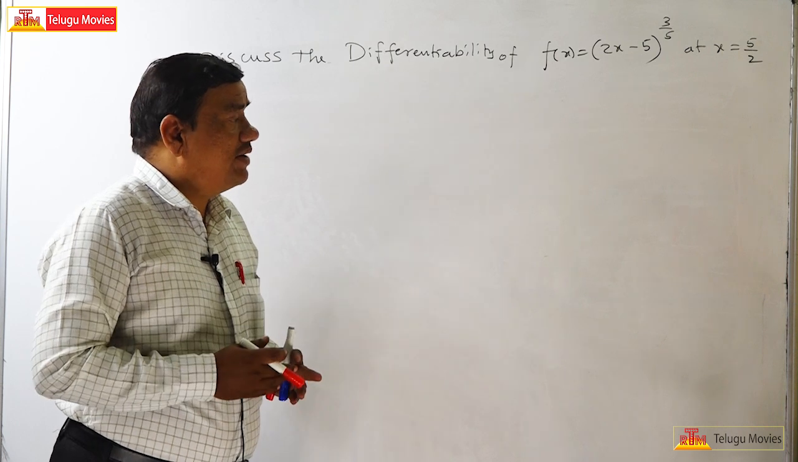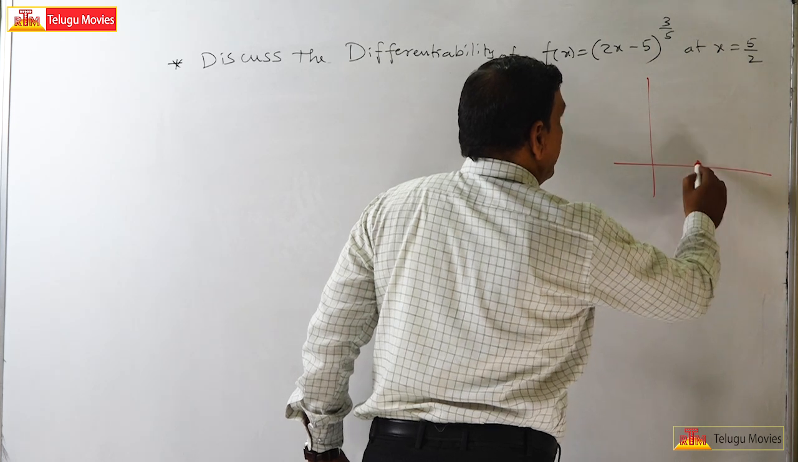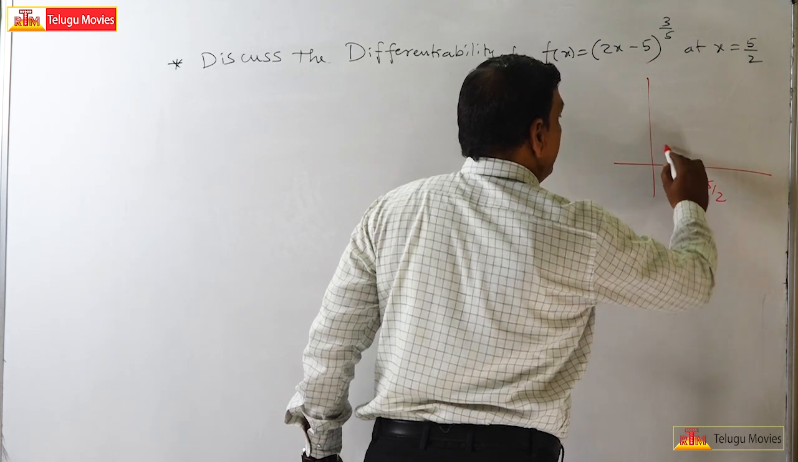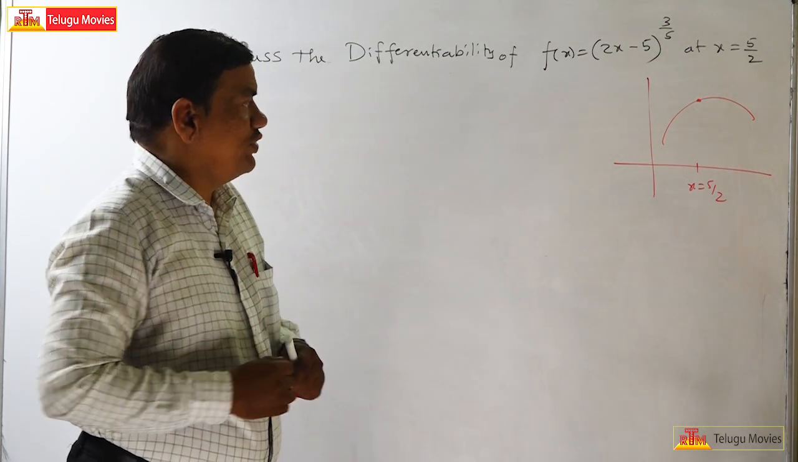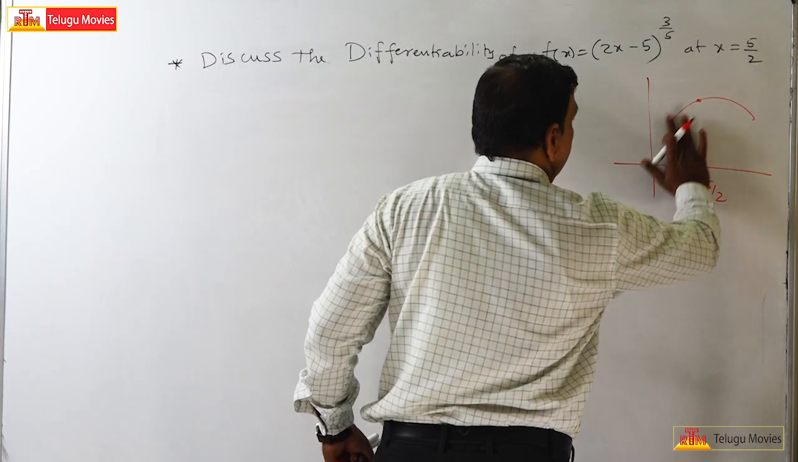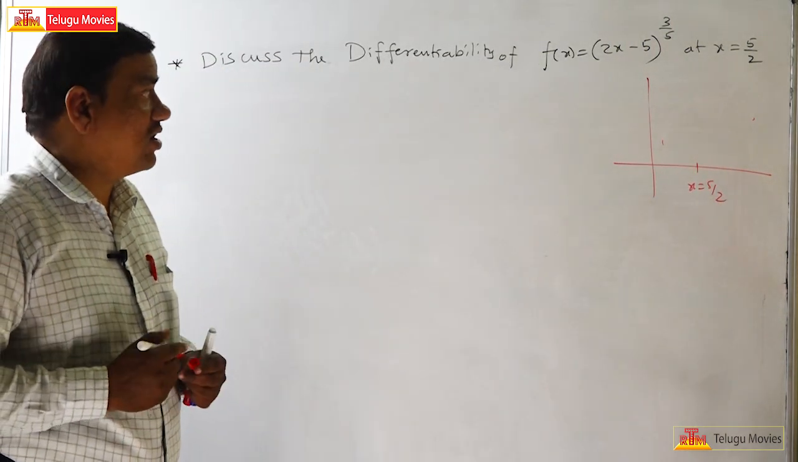At x is equal to 5 by 2. So if you draw the graph, at x is equal to 5 by 2, we have to check whether it is differentiable or not. We don't know that yet. We have to check differentiability, that means whether we are able to draw a tangent at that point or not.